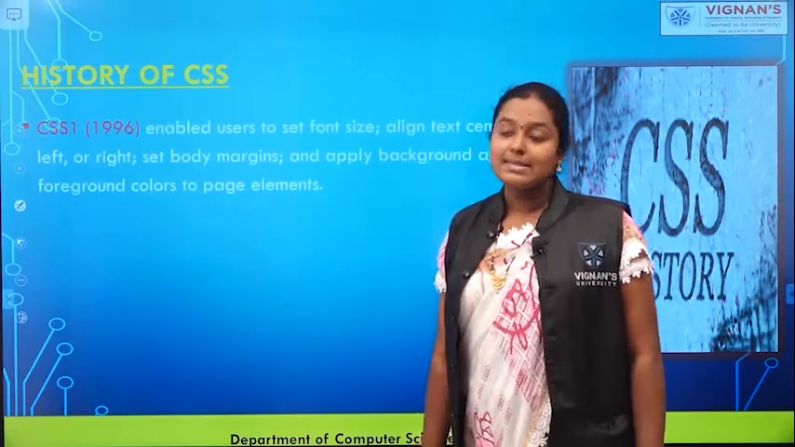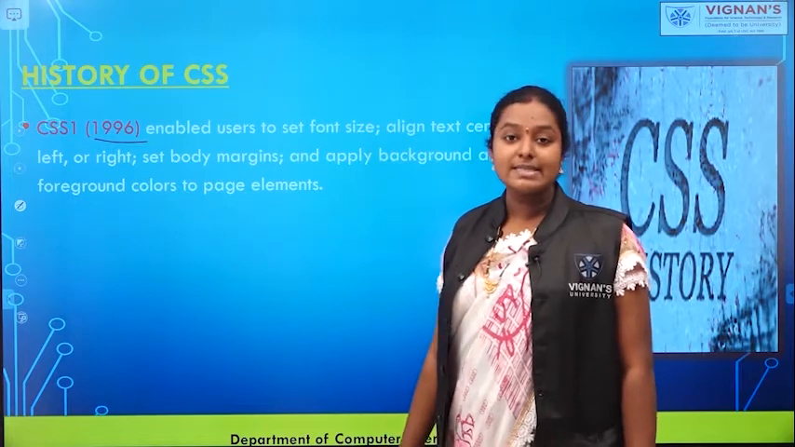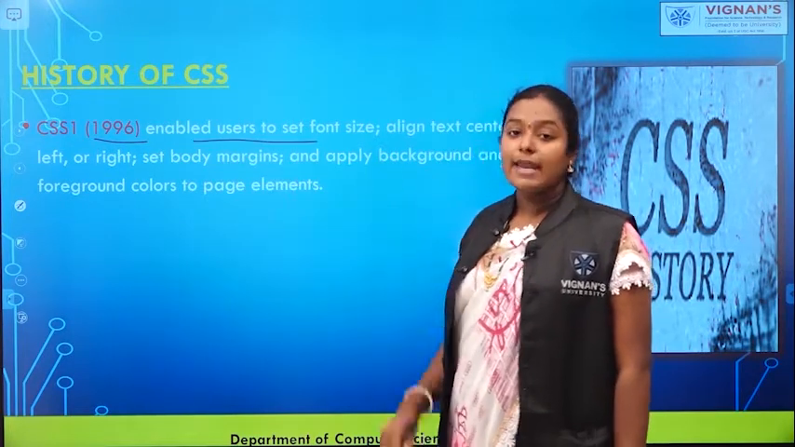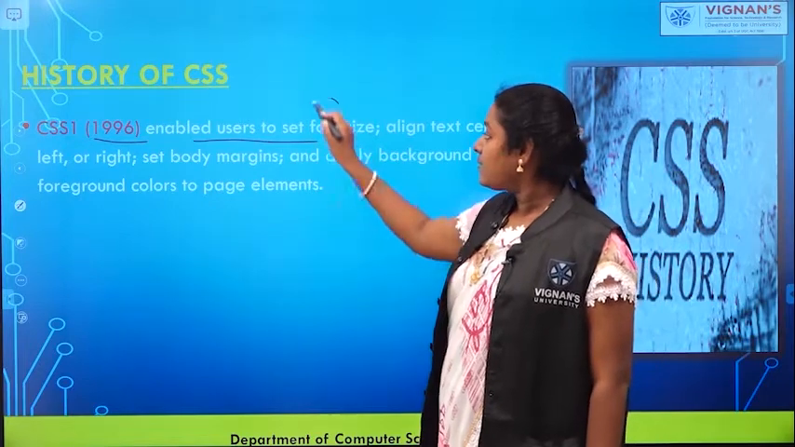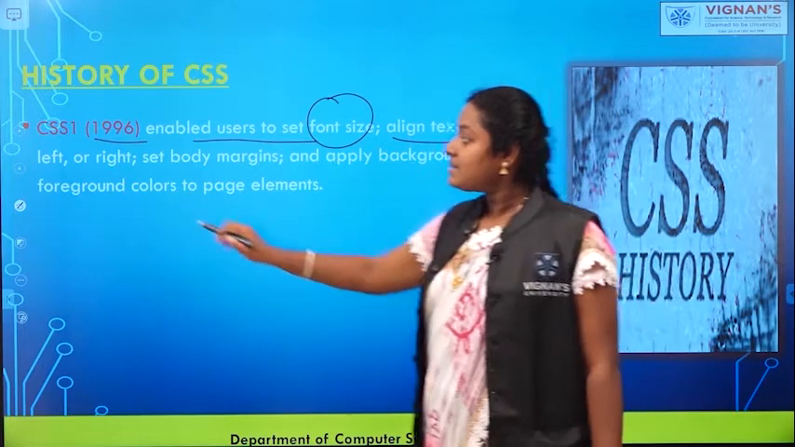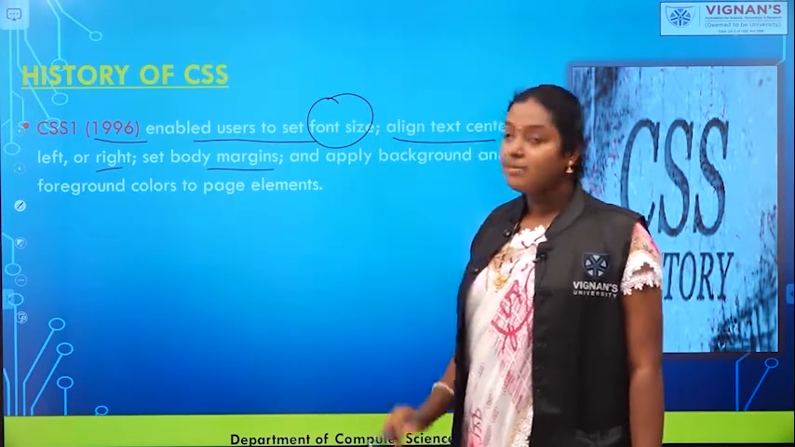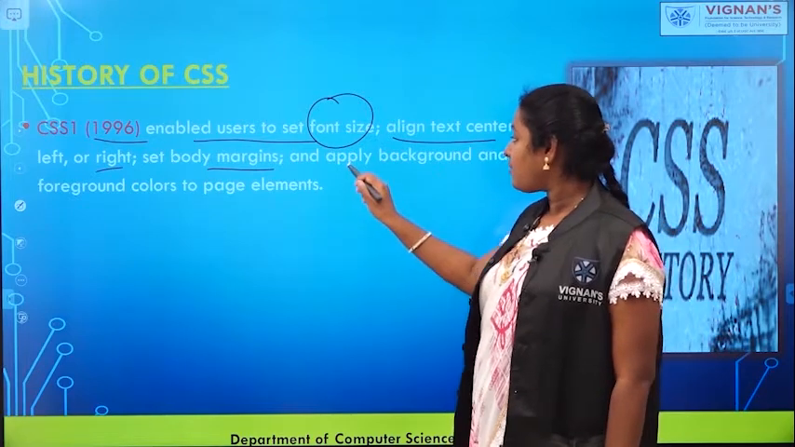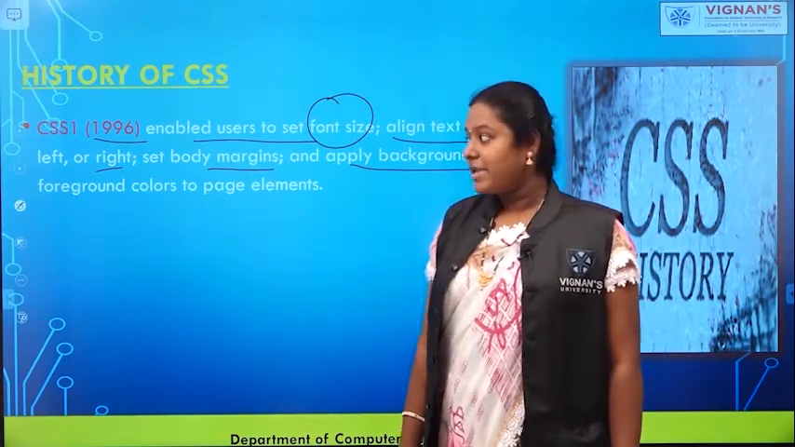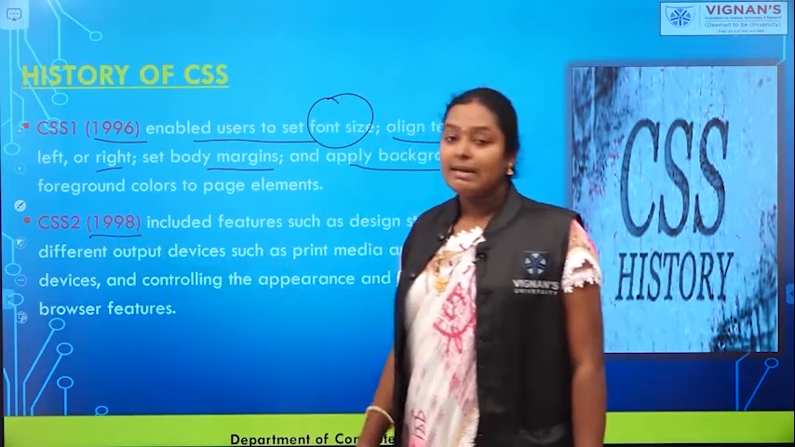Next you are going to discuss the history of CSS. CSS was designed in the year 1996. The first version is described as CSS1. Here CSS1 enables the user to set different font sizes. You are also able to align text either in the center, left or right, apply different body margins to your text, and apply different background colors to your static web pages.